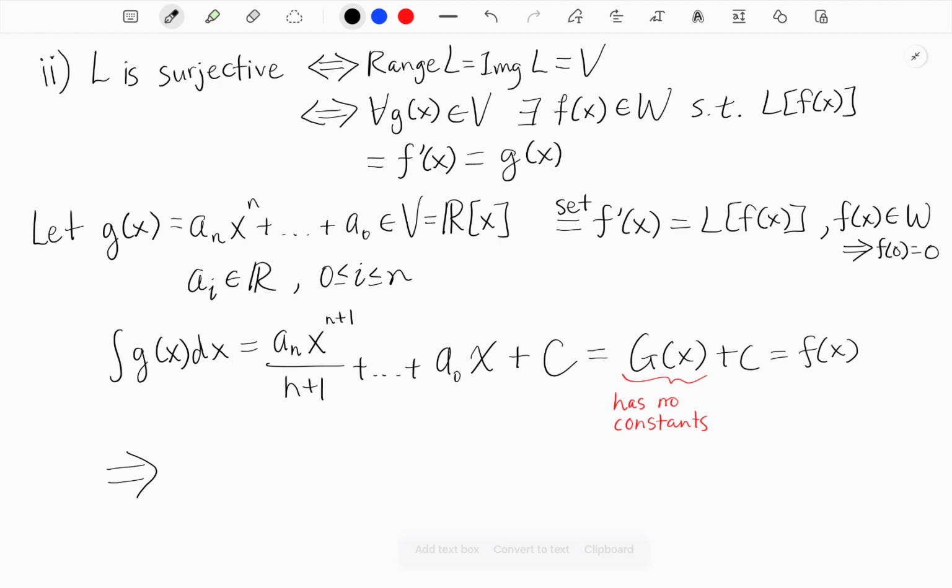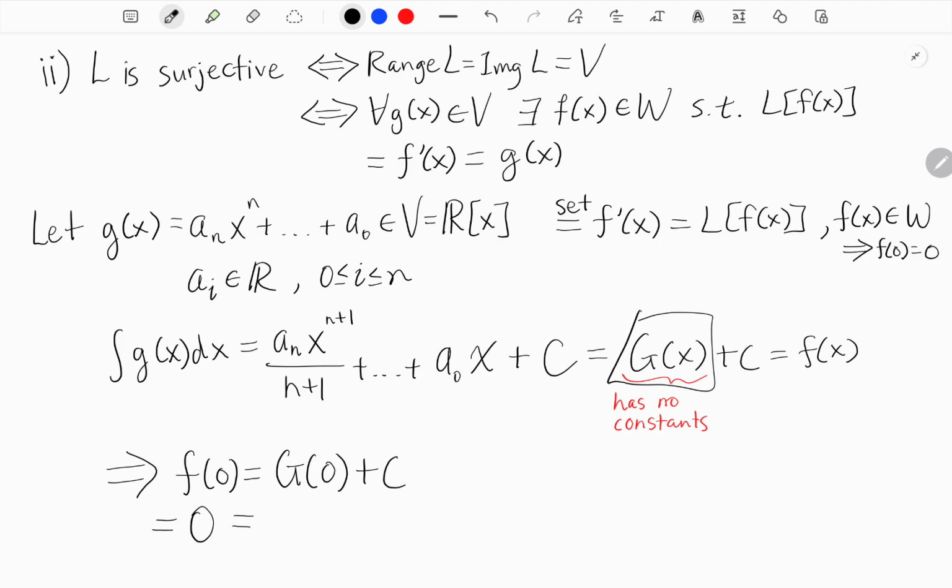Now we have f of 0 is equal to g of 0 plus c. What is f of 0 equal to? f of 0 is equal to 0, right? And what's g of 0? Well, this g of x is a polynomial with no constants. So g of 0 is equal to 0, and then we have plus c, which is equal to c. So 0 is equal to c.